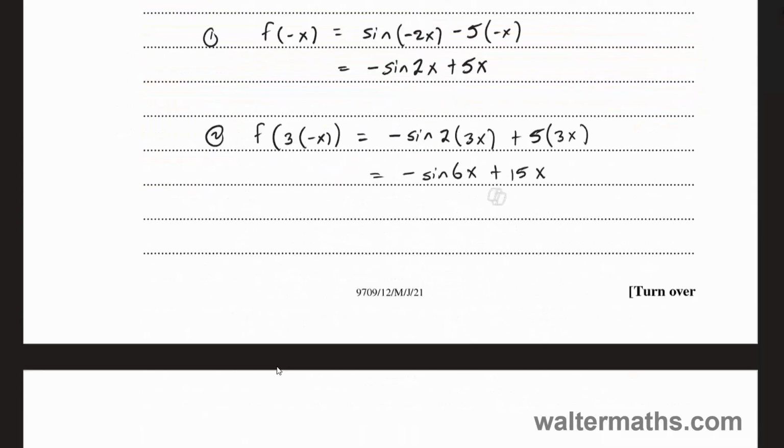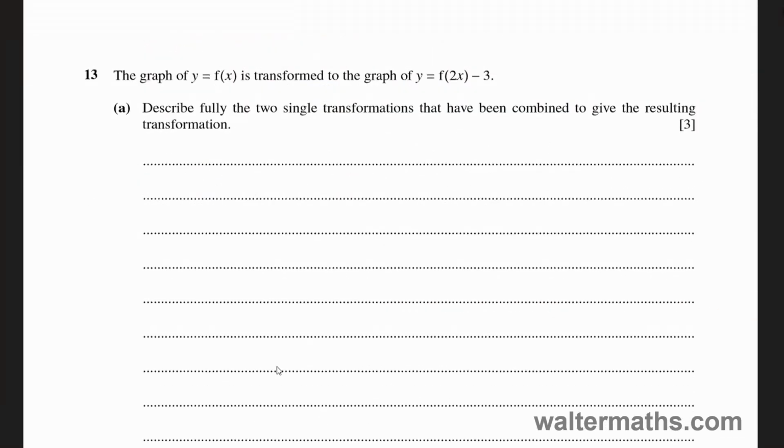Let's have one more example. The question here says the graph of y is equal to f of x is transformed to the graph of y is equal to f of 2x minus 3. So on A, describe fully the two single transformations that have been combined to give the resulting transformation. All right, so here, the first transformation is represented by the 2.